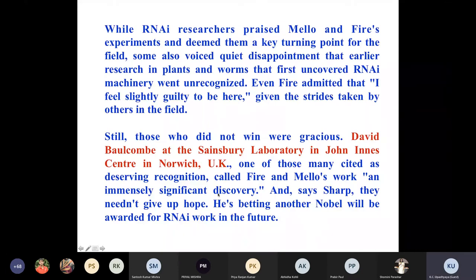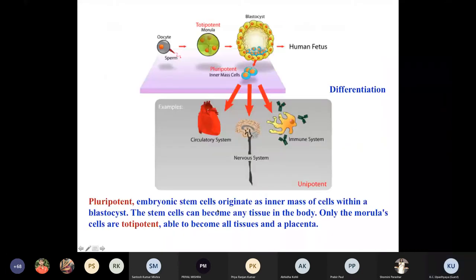Anyway, another very important discovery came in the early part of this century, in 2006. What I'm going to discuss here is how differentiation happens. You have an oocyte where the sperm and egg fuse, and then it becomes a morula. This is the human system. The morula is totipotent, which means it can give rise to all kinds of tissues. And then as development goes on, you have the blastocyst, which gives the human fetus.